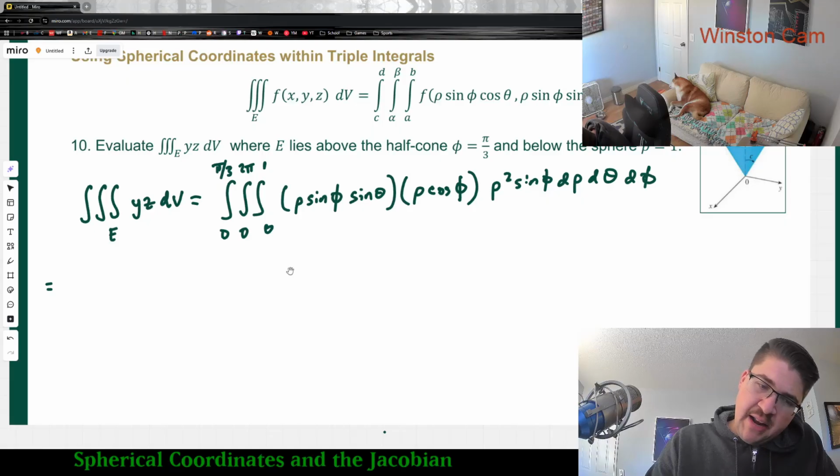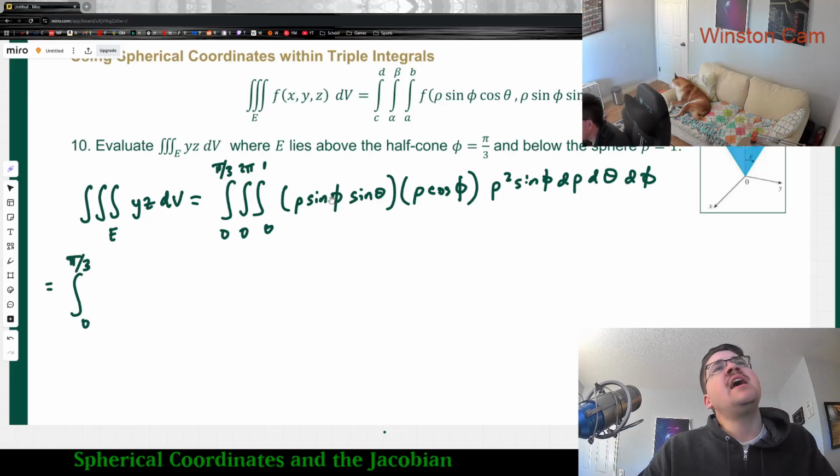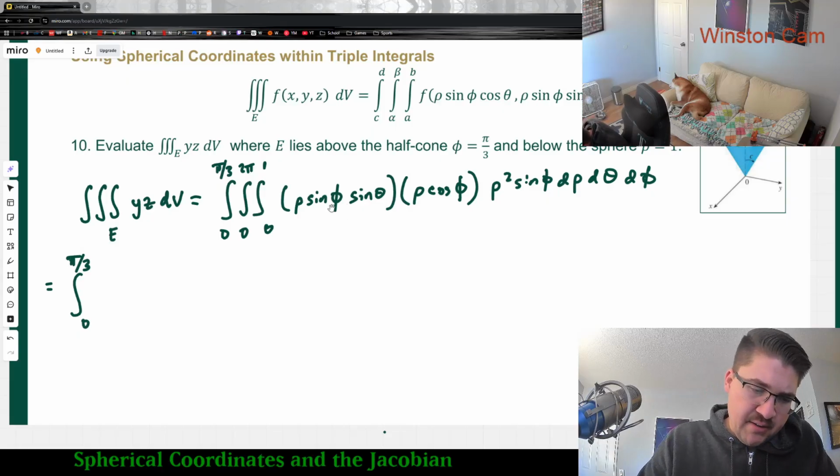So let's just keep it in the original order. So phi is integrated from 0 to pi over 3. And we can put all of our components that involve phi into the first part. So we have sine squared phi, because we're going to have a sine. So let me actually underline all this. Everything that involves phi is here, right? So throwing that all together, we would have sine squared phi cosine phi d phi.